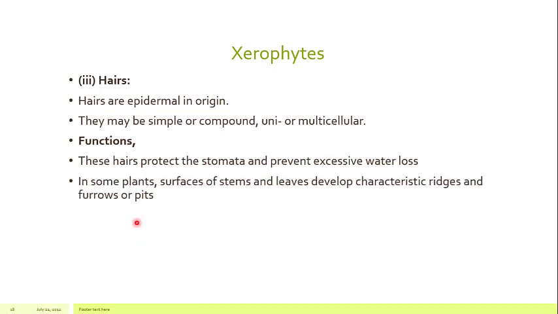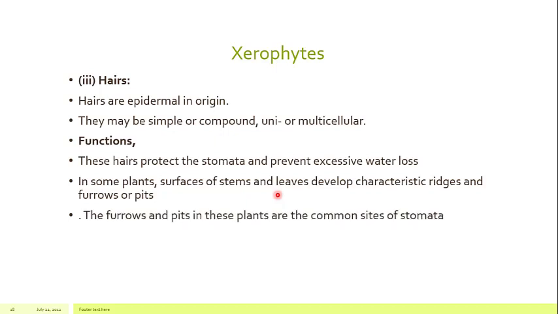In some plants, the surface of stems and leaves develops characteristic ridges, furrows and pits. Why are these furrows and pits formed? These are deep structures. The furrows and pits in these plants are the common sites of stomata. So in the xerophytic plants, the stomata are not generally located on the surface of the epidermis. There are pits or furrows in the epidermis, and the stomata are present in the pits. That's why they are not directly exposed to the environment. In these furrows the stomata are again guarded by hairs, and those hairs also prevent the excessive water loss.